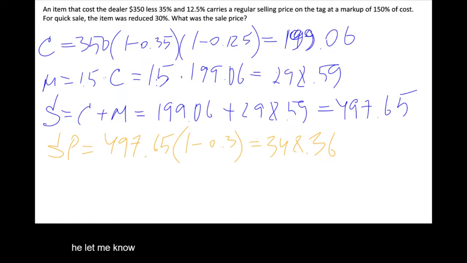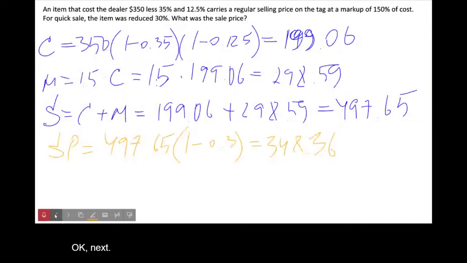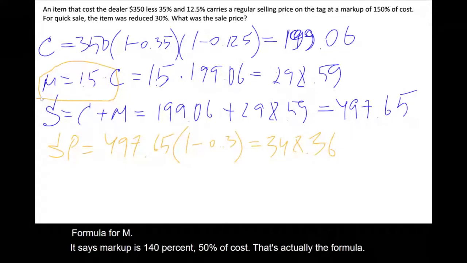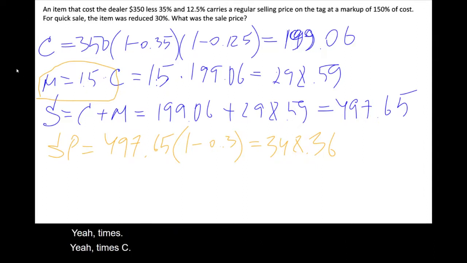Okay, let me know, guys, when you're done. Okay, next. Formula for M. Well, it says markup is 150% of cost. That's actually the formula. 150% of cost, times C. 1.5 times C. You're welcome. So are you ready to continue?